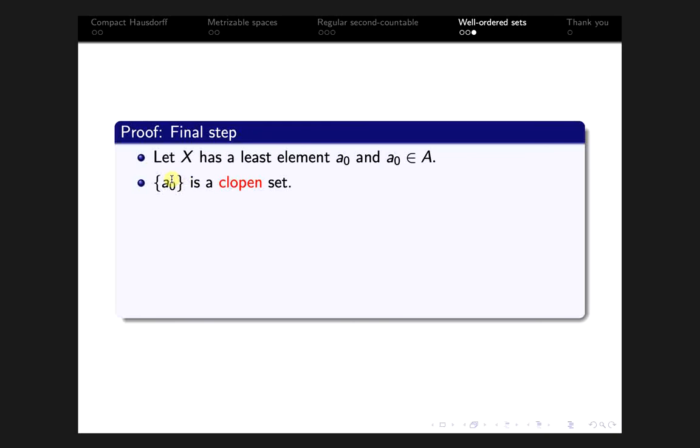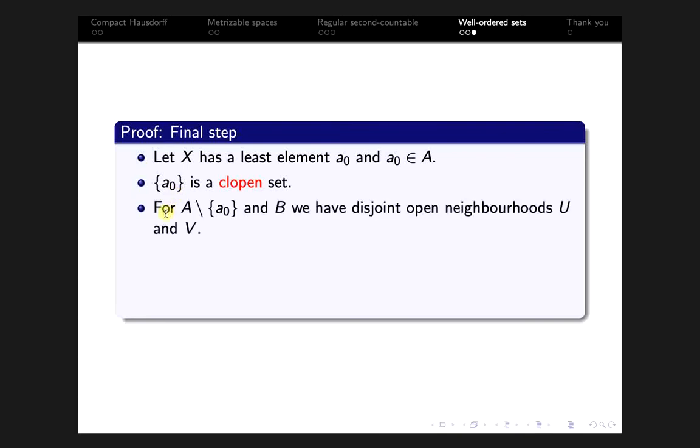If you consider the immediate successor of a naught, a naught prime, then the interval with a naught closed and a naught prime open, that is a basic open set, and that is equal to the singleton set {a naught}. And if you consider minus infinity open and a naught closed, that is equal to the singleton set {a naught}, and this is closed. So this is a clopen set.